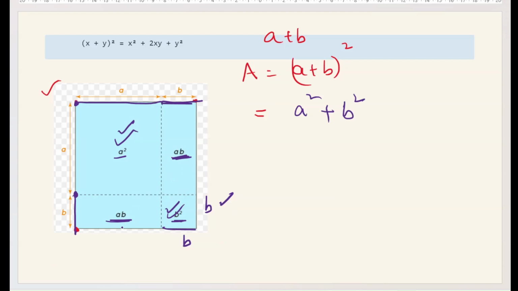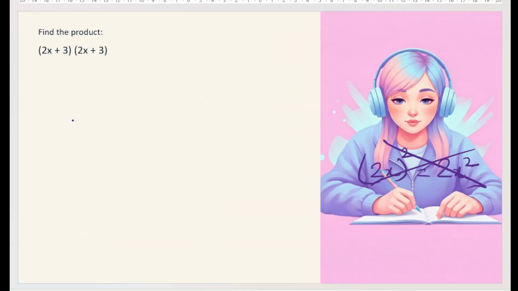So this is ab and this is also a multiplied by b. What is the area of this rectangle? a multiplied by b. So plus ab, that means 2 times ab. So this is our first identity, which is (a plus b) whole square equals a square plus b square plus 2ab. Or you can say (x plus y) whole square equals x square plus 2xy plus y square. Let us do one question based upon it.